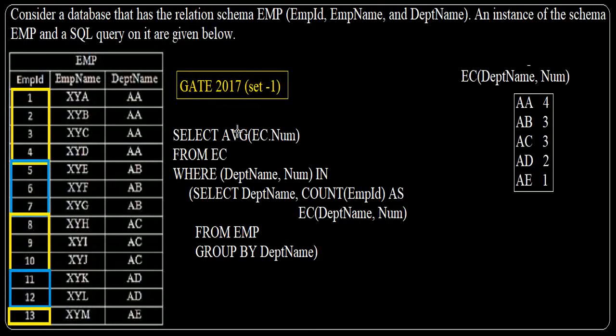Now this relation can be placed in replacement of this subquery here, and now you need to select the average of this relation EC from EC, which is this table, where department name comma num, which is this, means we are taking this 4, 3, 3, 2, 1 as a set, and we are just printing the average of this one. What is the average of this? 4 plus 3 plus 3 plus 2 plus 1 gives you 13, and 13 by 5 is 2.6. So you can say 2.6 is the answer.